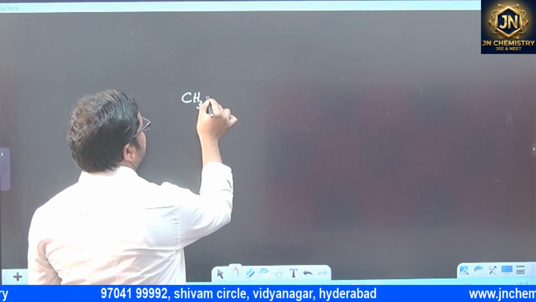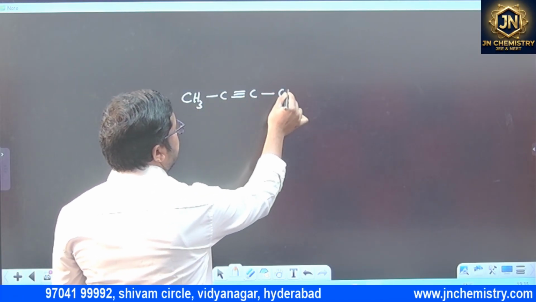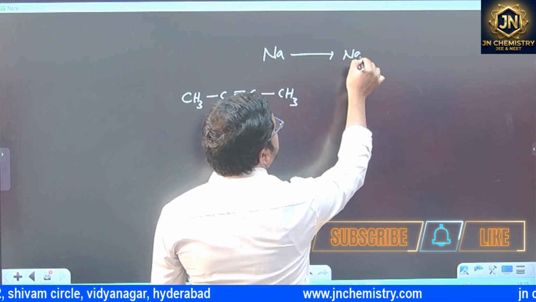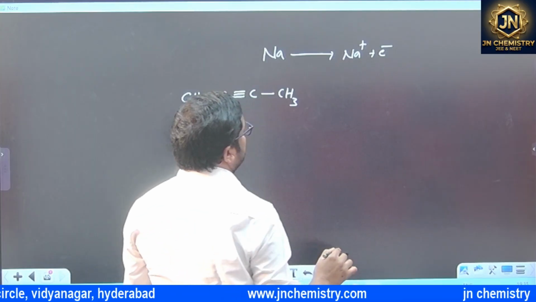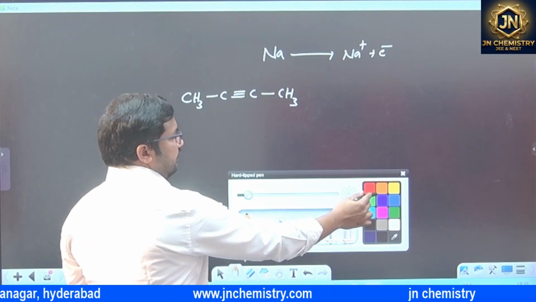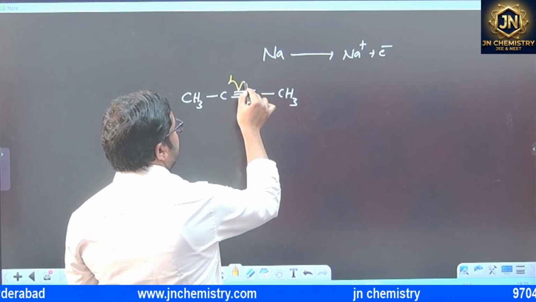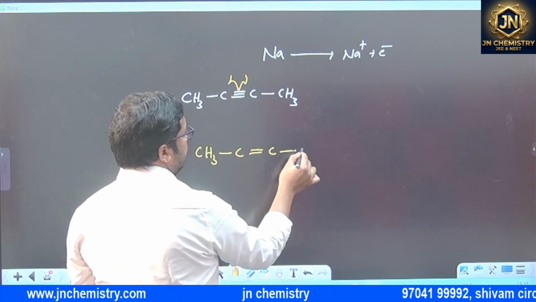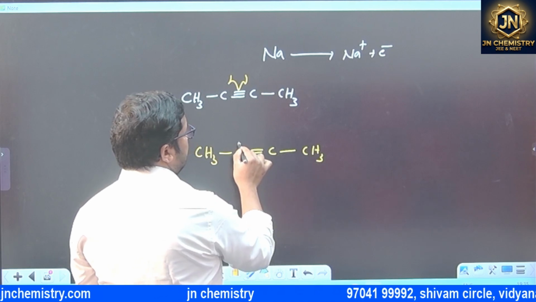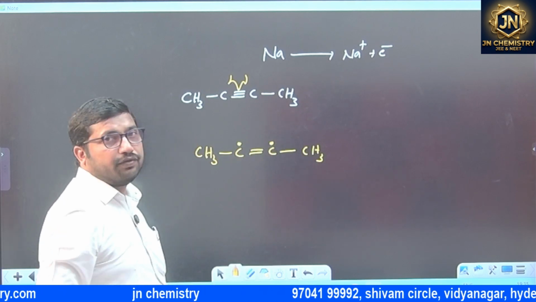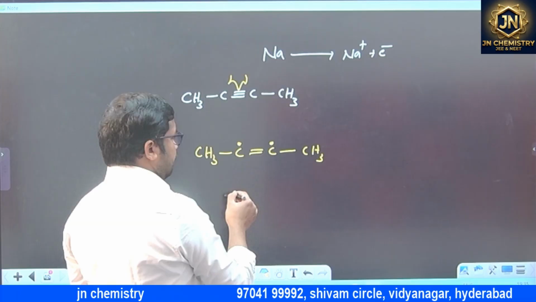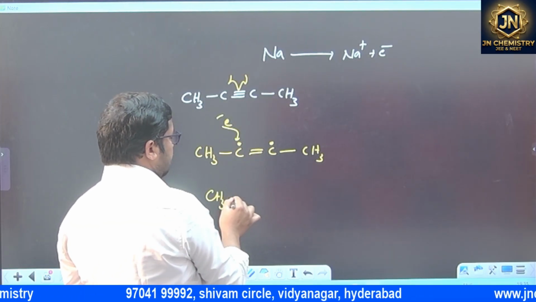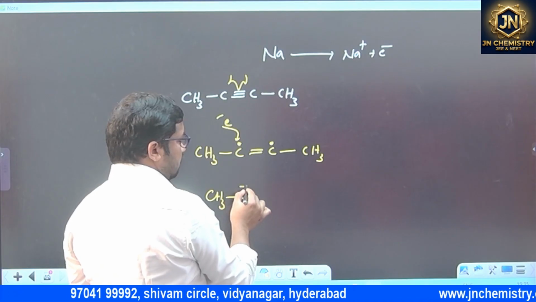CH3 C triple bond C CH3, right? So generally sodium undergoes Na plus electron. So here it undergoes homolytic cleavage like this. So here is CH3, C double bond C, CH3, radical, and one radical is coming from the sodium. So one electron is coming from the sodium, it becomes CH3, C, negative charge, two electrons.